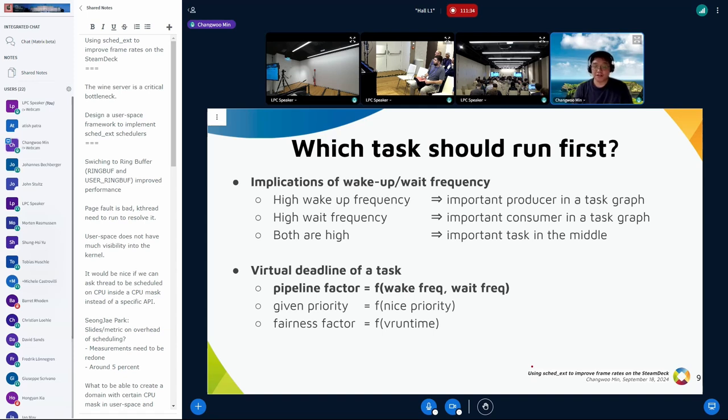When we calculate the virtual deadline of a task, the major factors are the wake-up frequency and the blocking frequency. That's what we call the prime time factor. So the prime time factor is the most important factor in determining the virtual deadline. Of course, if both frequencies are high, we try to schedule as early as possible. And actually, the Wine server and many critical tasks belong to that category. Besides that, we also consider nice priority and virtual runtime to be somehow fair.